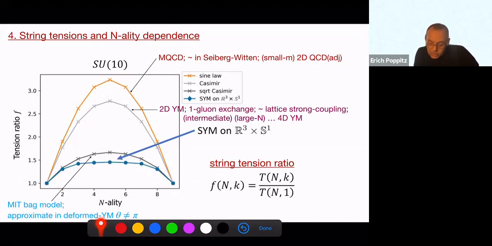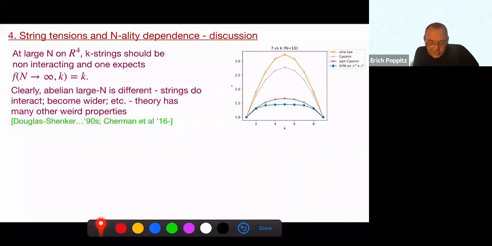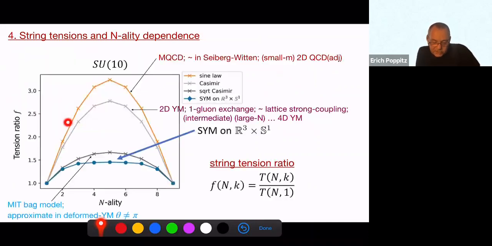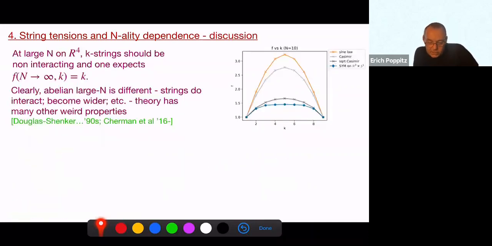Okay, so that's that. I should say one thing. The reason this is kind of interesting is that if you go to R4 and you consider large n, then you can argue based on a large n argument that strings should be non-interacting and you expect the string tension to approach K. So you expect it to be linear as a function of N-ality. And this is indeed what the sine and the Casimir laws give.